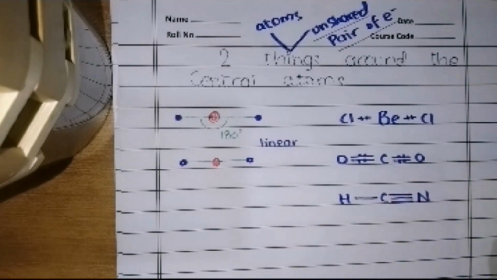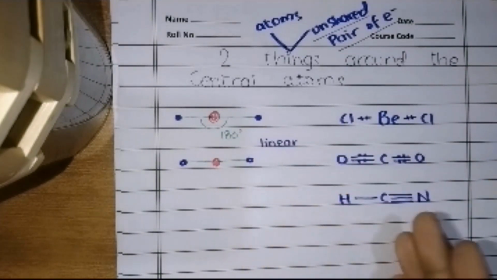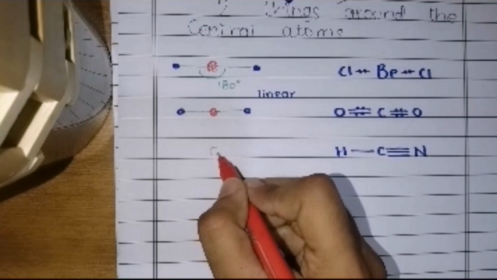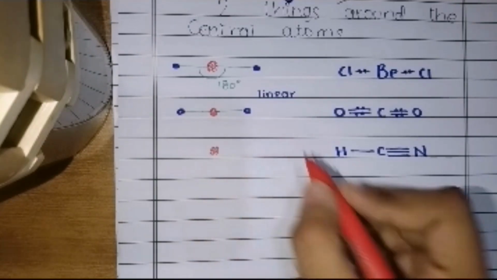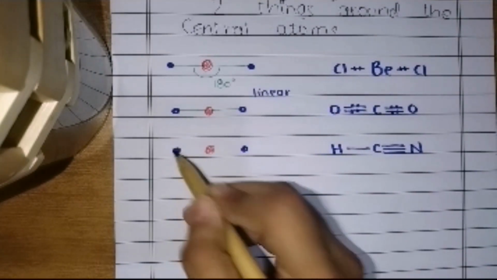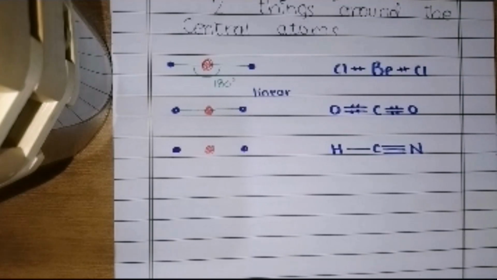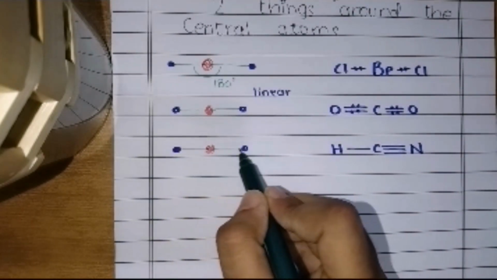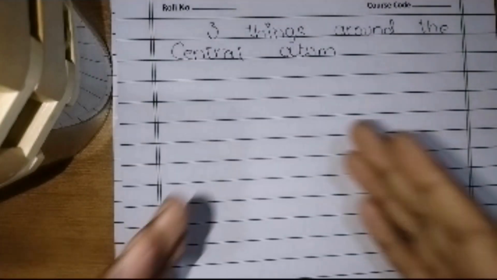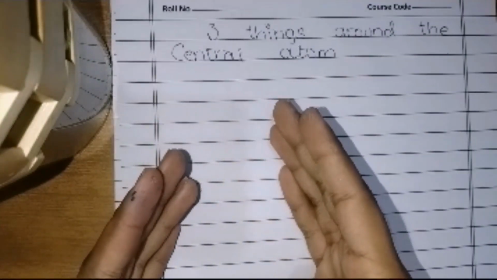This also does not affect the geometry of the molecule because, as we talked earlier, the carbon and nitrogen have 3 bonds and this bond is going to work the same way as a single bond does. The geometry of HCN would be linear and the bond angle would be 180 degrees.